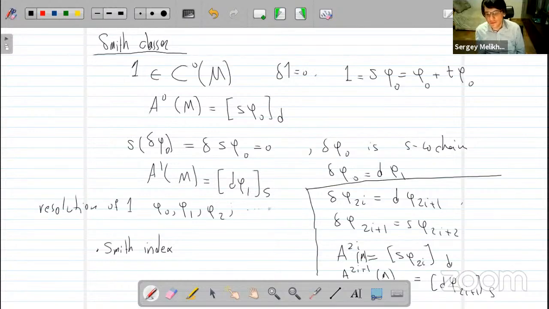I think I can define these classes in a more, so to say, invariant way. If you don't mind, I can try to give a different definition. It's equivalent, just the same as what you said in a different language.